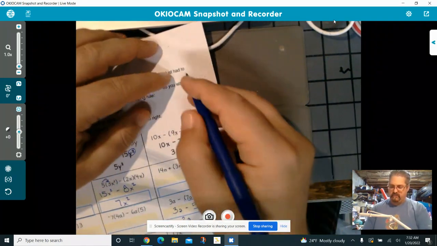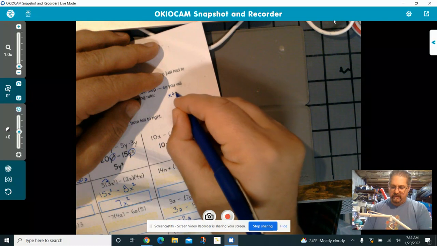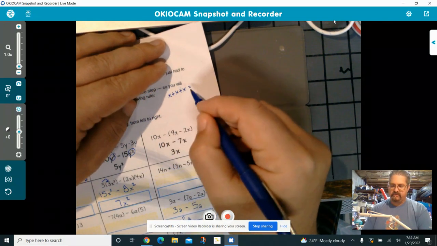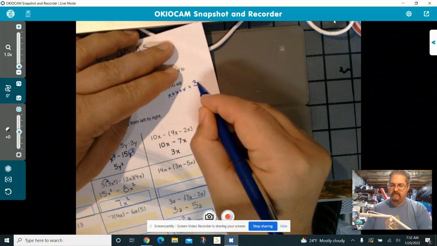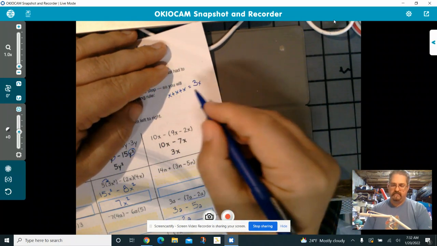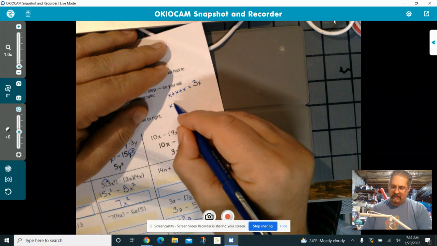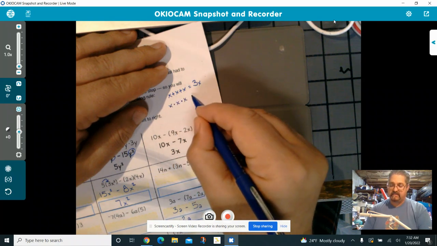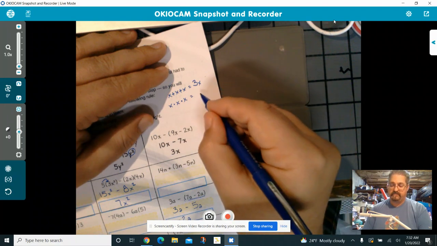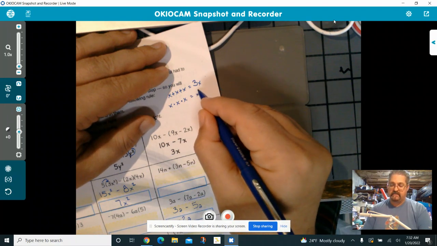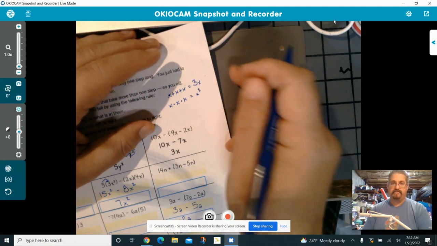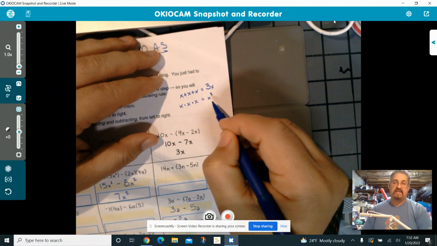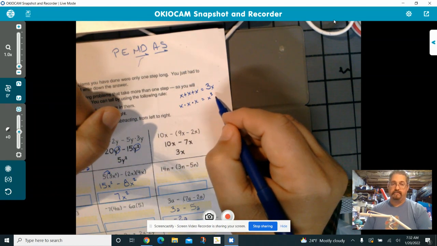Let me write over here again. X plus x plus x equals 3x. X times x times x equals x to the third. This is saying 3 times x. This is saying x times x times x, x to the third power.